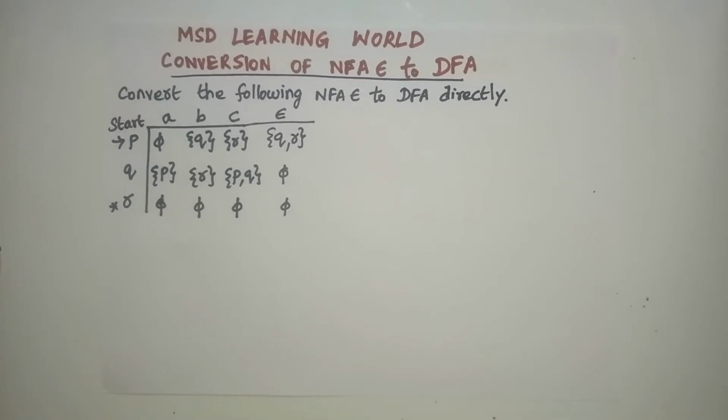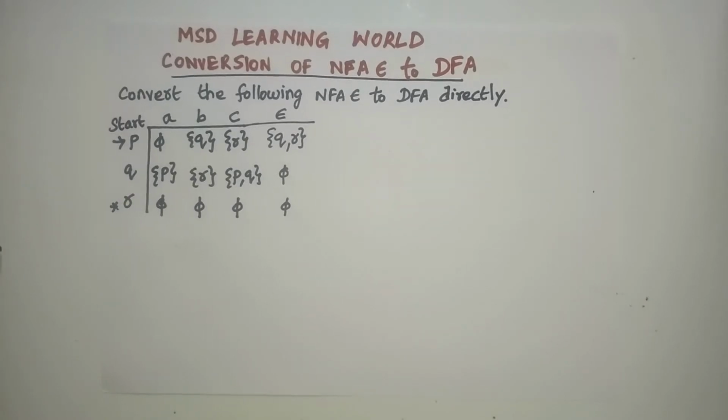Already we have seen in the previous video the conversion of NFA epsilon to NFA, then NFA to DFA. So that conversion also we can make to form DFA. But here this conversion process is converting the NFA epsilon machine to direct DFA. So without having any intermediate NFA, we are going to directly convert.